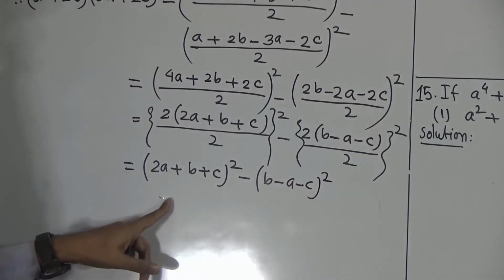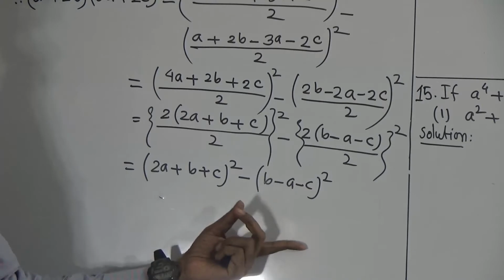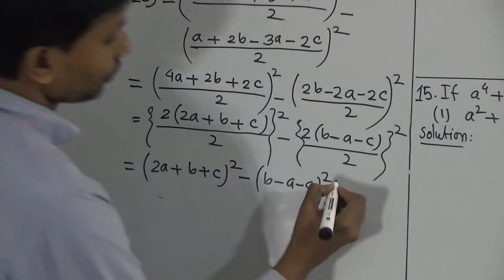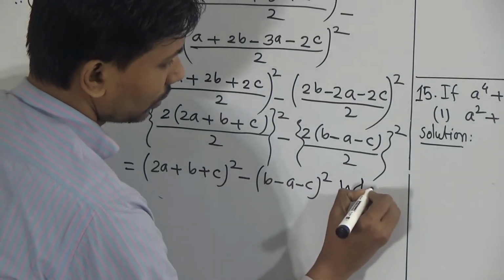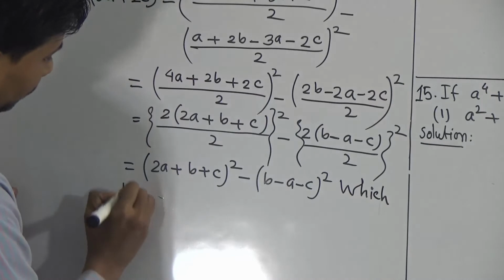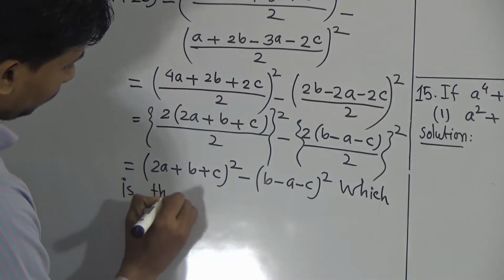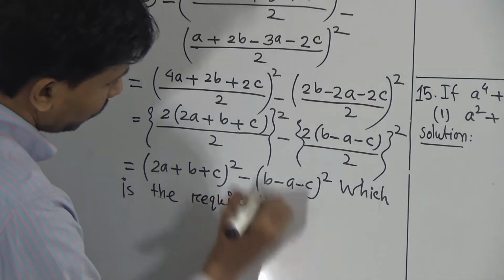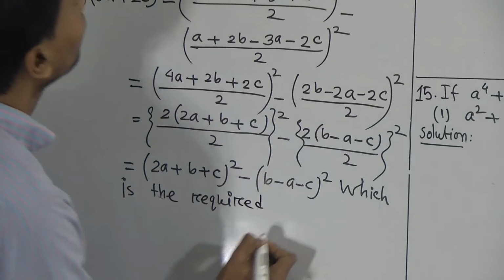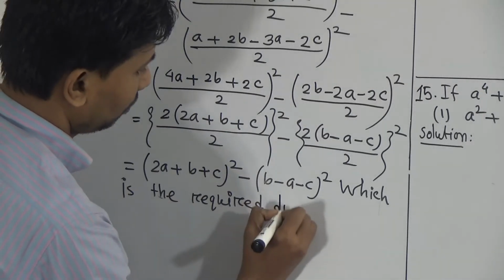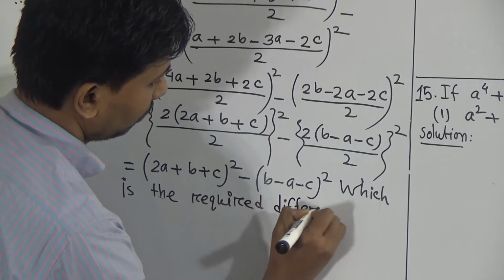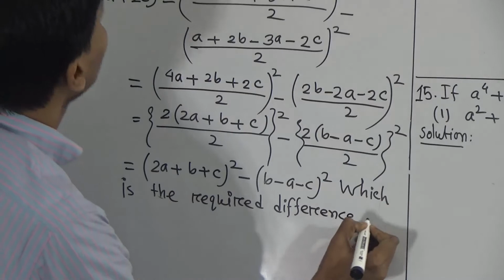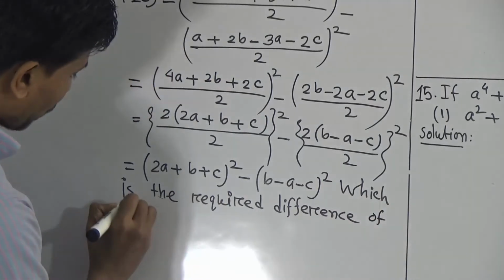Student, notice here, this is the difference of two squares. Okay, this is the difference of two squares. So you have to write, which is the required difference of two squares.